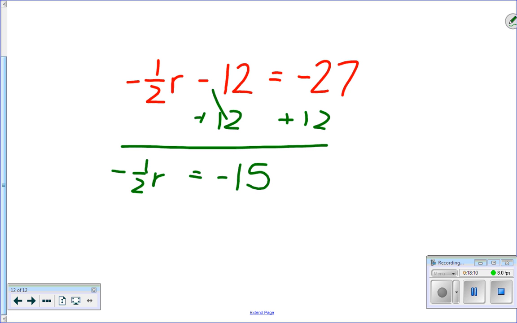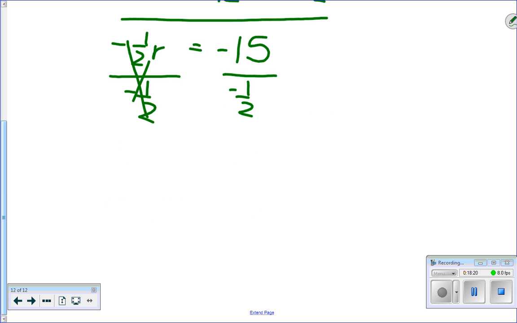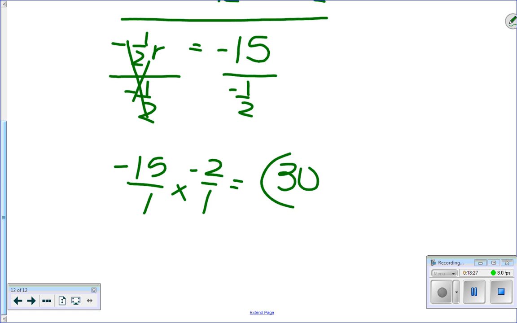Okay, somebody else. Now what am I going to do? Divide. Right? Divide. So it looks like this. Should be 30. R equals 30, sure. It is simple. I didn't say it was going to be hard.